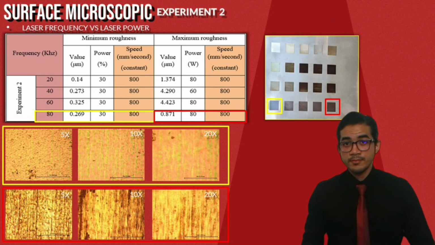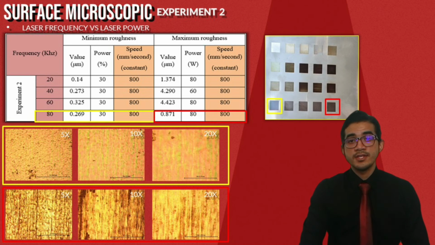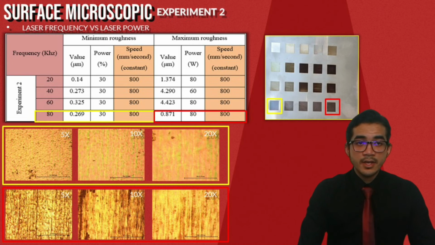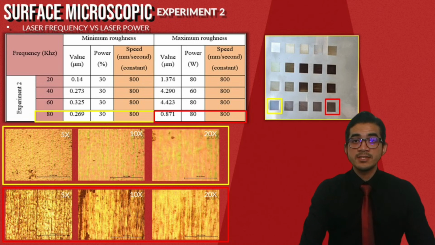So here is the surface microscopic vision for experiment 2, which is laser frequency versus laser power. Again, I've taken the D column to make the comparison and analysis. For the D column, the frequency used is 80 kHz, and for the minimum roughness, at a power of 30%, the surface roughness value is 0.269 micrometer. Again, at a power of 80%, it gives the maximum roughness value for the D column.